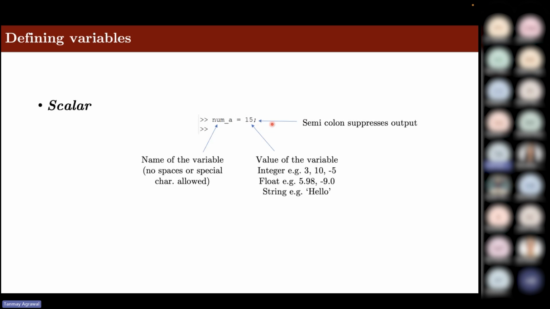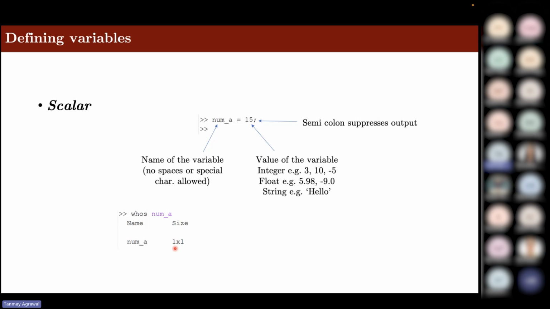It is just that for the sake of convenience, whenever we write code, we don't want to see a lot of output at the same time. So that is why we are going to use this semicolon quite a lot when we would be writing the code. And if I run this particular line, that is num_a equals 15, and I ask MATLAB, so you can just ignore this line, who is num_a? It is basically meaning to ask MATLAB to tell you about the properties of this variable that is called num_a.